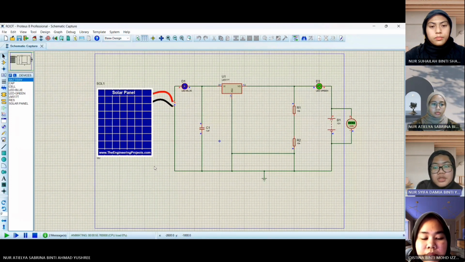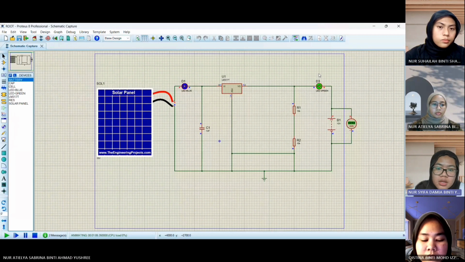The solar panel produces direct or DC current, meaning the solar electricity generated by the photovoltaic panel flows in one direction only. So in order to charge the battery, a solar panel must be at a higher voltage than the battery being charged.